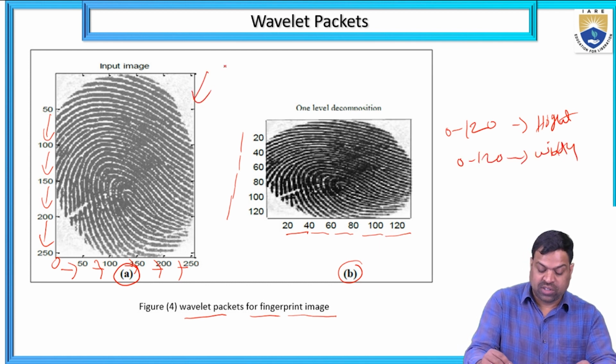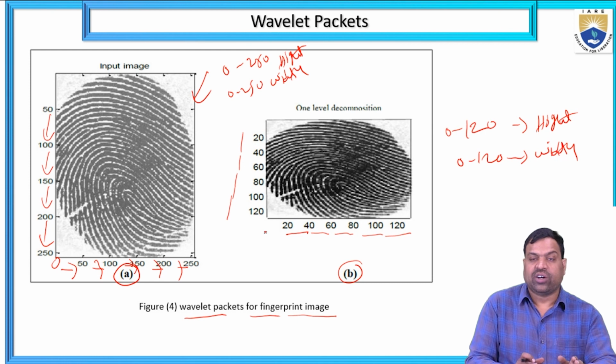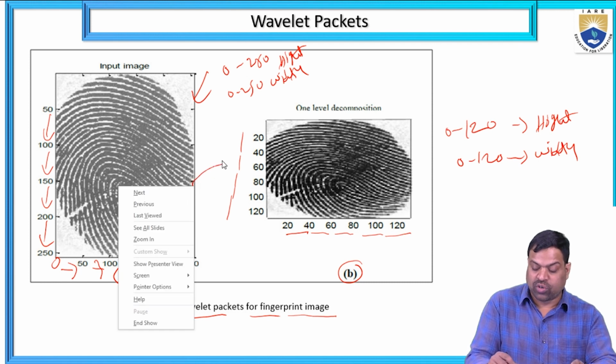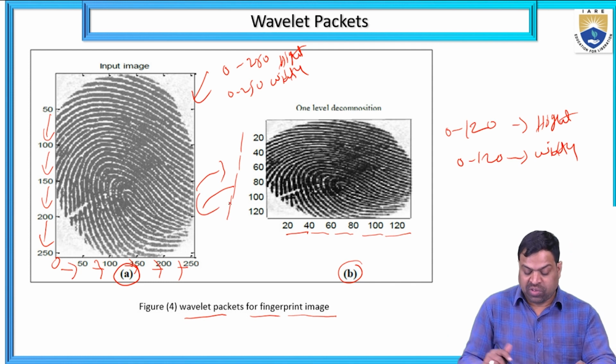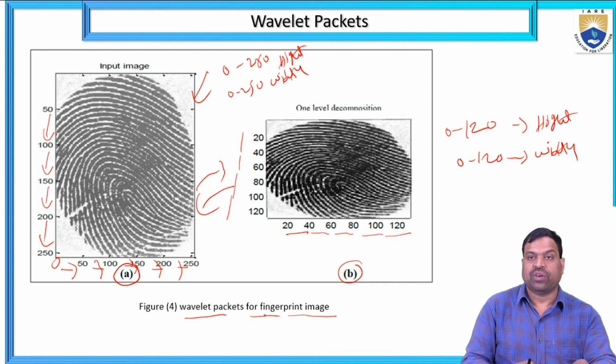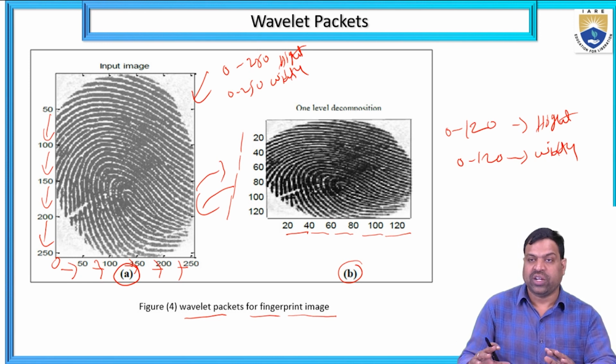But here what has happened? 0 to 250 height, 0 to 250 width. So the width and height of the images are changing. We have reduced the image width and height. So from 250 to 120 is possible, or 120 to 250 is also possible. With the help of wavelet packets, we are converting from one size of image into another size, from one set of pixels to another.